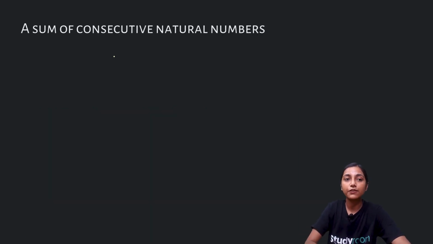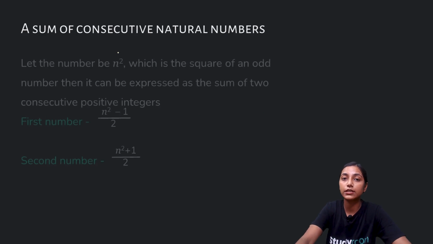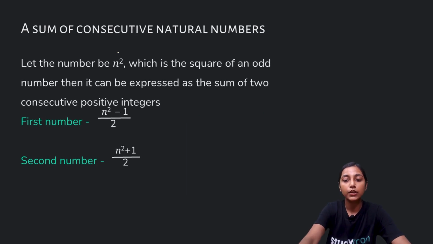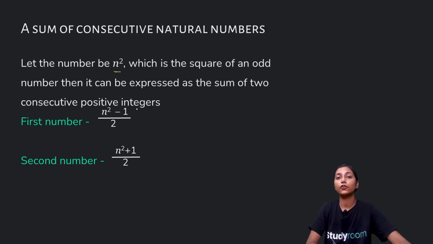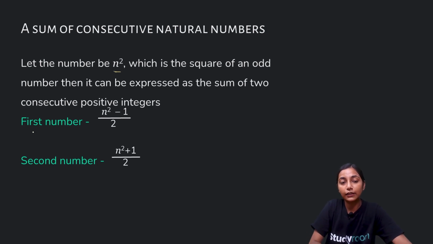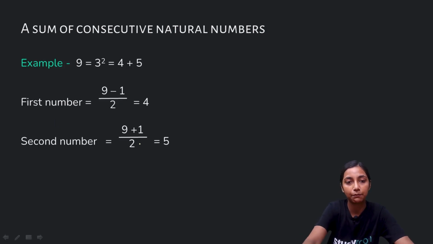Let's begin. First of all, we are given a sum of consecutive natural numbers. So if we let a number be n square, which is the square of an odd number n, then it can be expressed as the sum of two consecutive positive integers. And that first positive integer will be (n square minus 1) by 2, and the consecutive second positive integer will be (n square plus 1) by 2. This will be clear when you do an example.